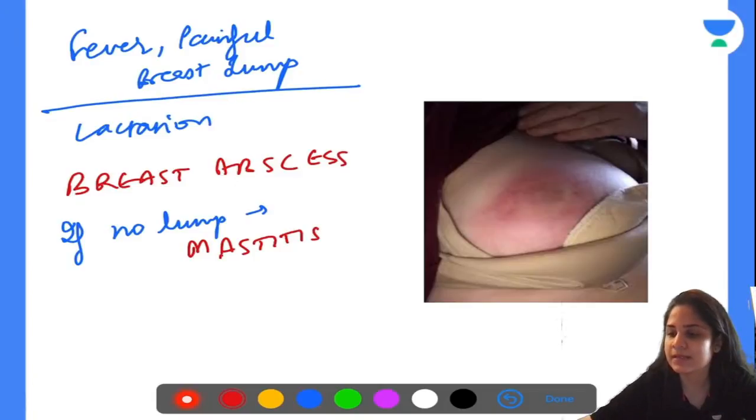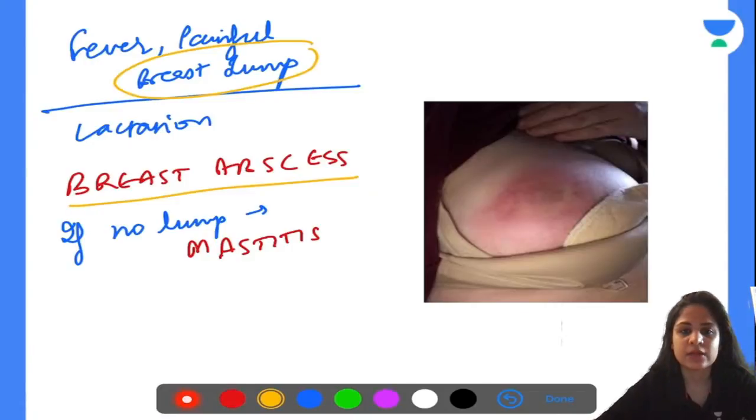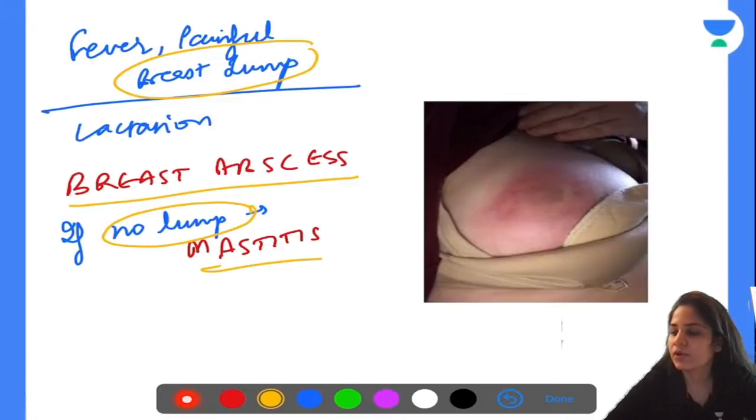If lump is present, then mark it as breast abscess. If lump is absent, mark it as mastitis. All right, yeah, absolutely correct. So now what will your treatment be for this patient? They will ask you what is the treatment for this patient. So will you start her on oral antibiotics or IV antibiotics? That is the next question for you guys. Oral or IV antibiotics? Yes, surgical treatment will obviously be incision and drainage.